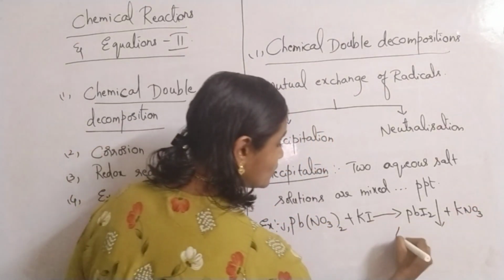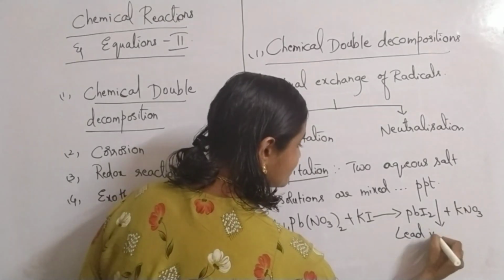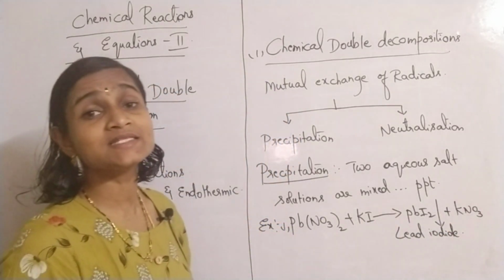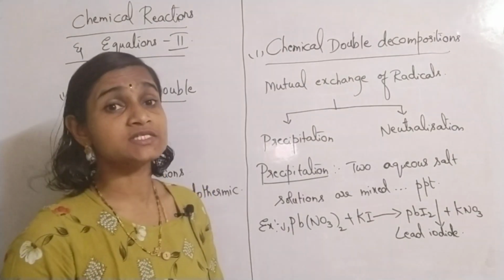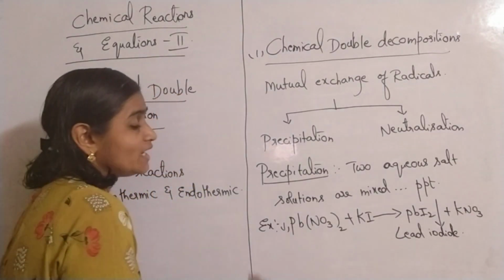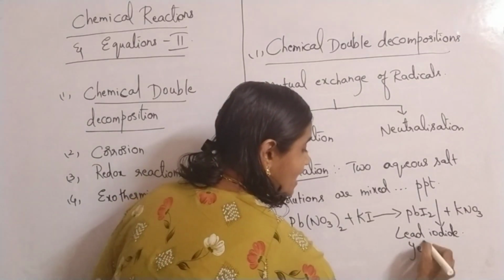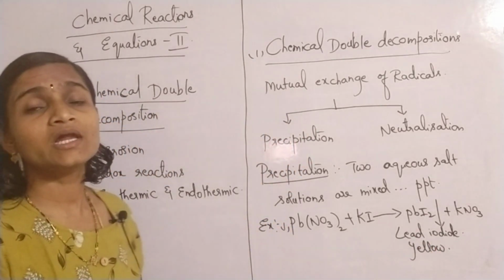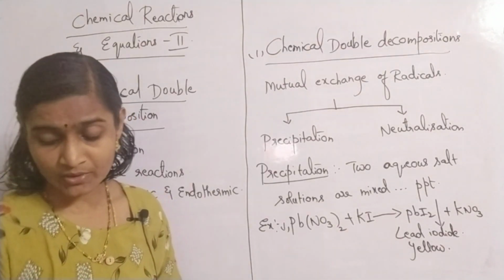Here lead iodide is the precipitate which is formed. This is the insoluble solid substance which settles down at the bottom of the test tube. Lead iodide will be a yellow colored precipitate.